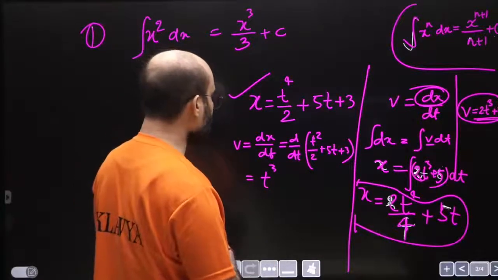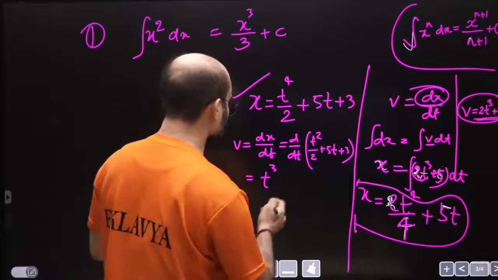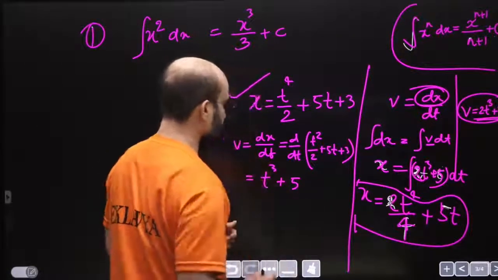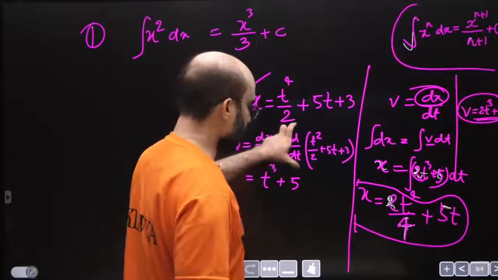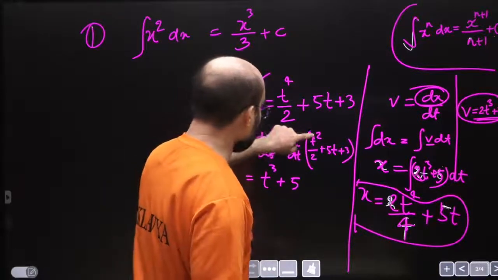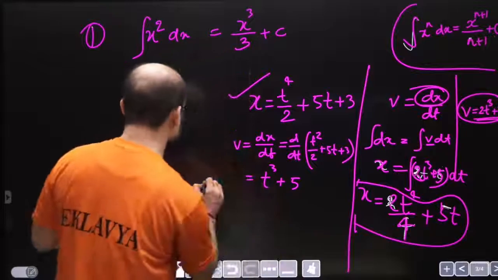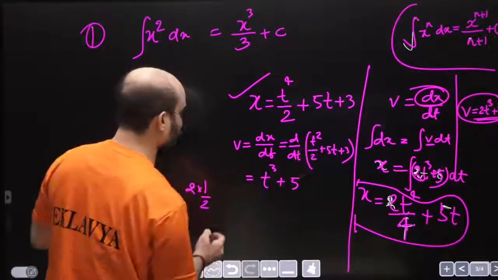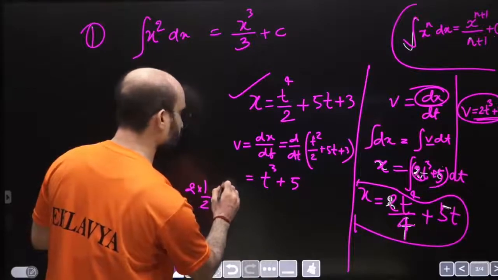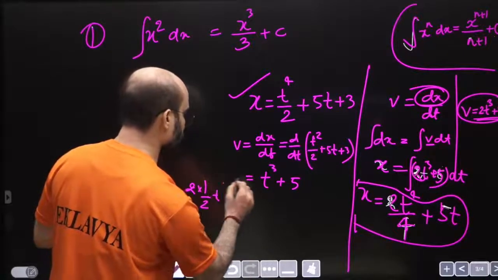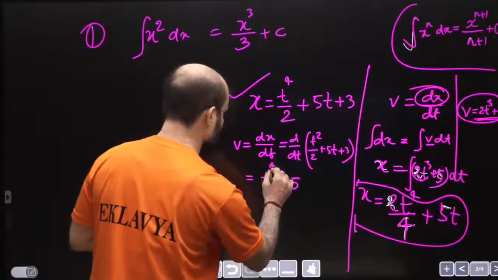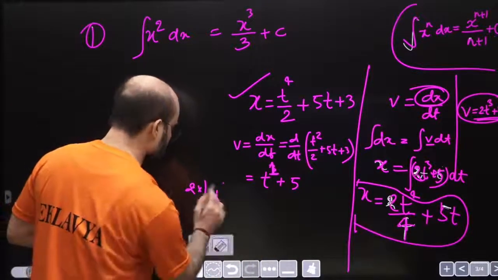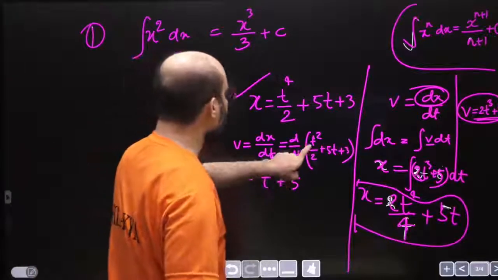T raised to power 3, 2t raised to power 3 plus 5. Okay? Mind it, this is going to be there. T, 1 by 2, 2 into 1 by 2, because this is constant, t raised to power 2 minus 1, this is 1 actually. This is 1. Okay? So, this is what we are getting.